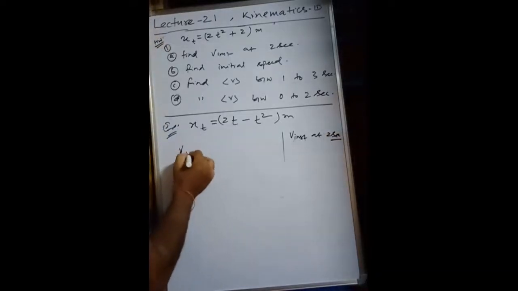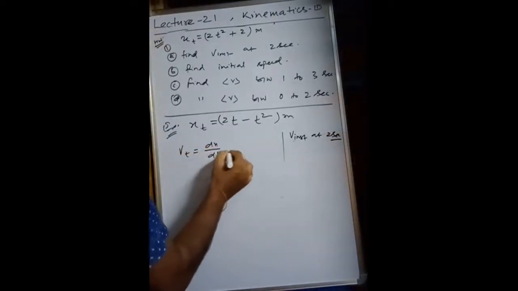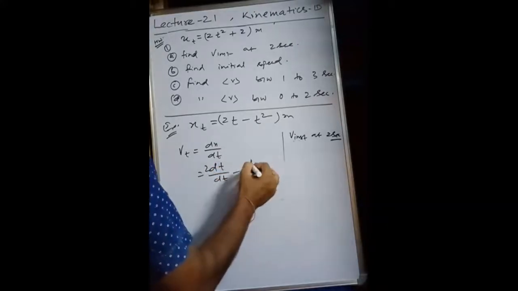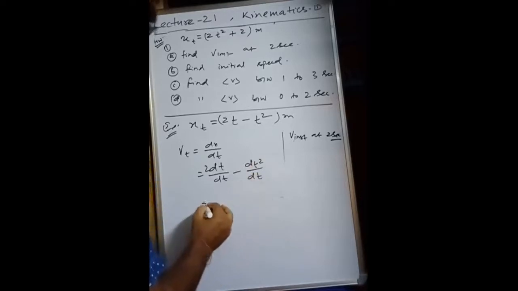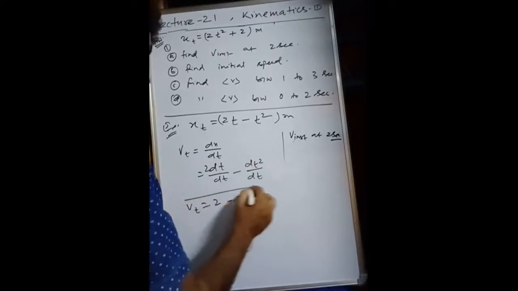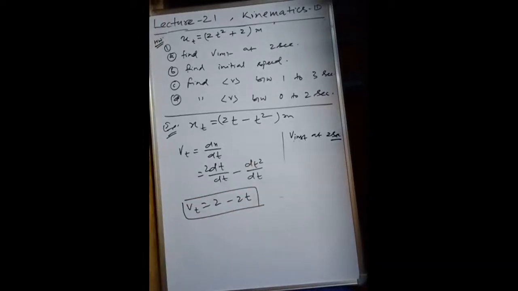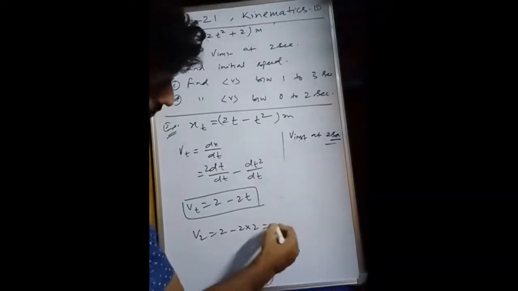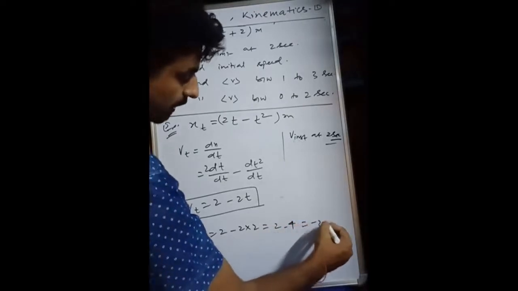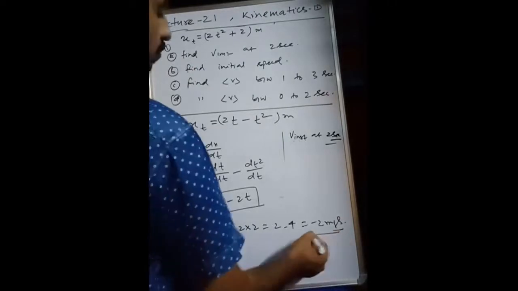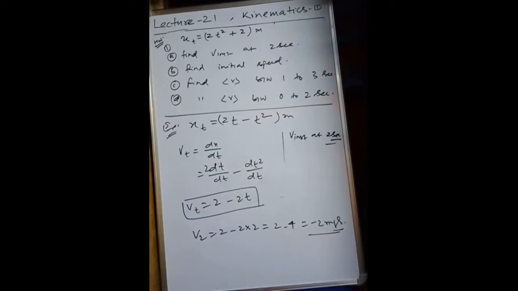Okay, so v instantaneous is dx by dt, and it is d(2t) by dt minus d(t square) by dt. It is 2 minus 2t. This is the instantaneous speed. Am I right? At 2 seconds, you will get 2 minus 4, that is minus 2 meter per second. This is the velocity. Remember, my dear students, the speed will be 2 meter per second.